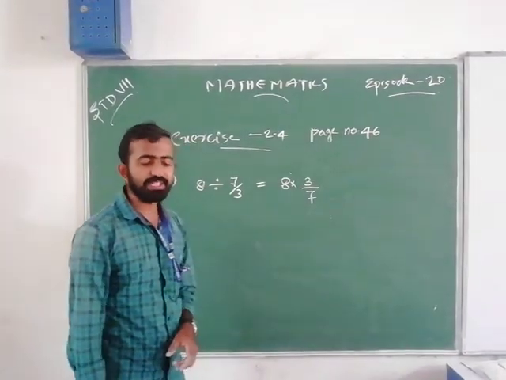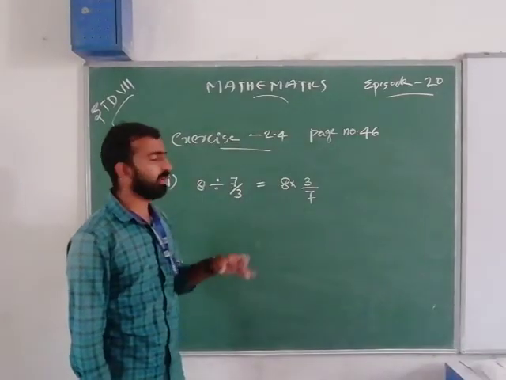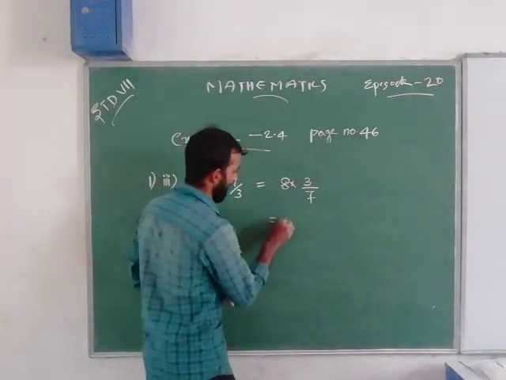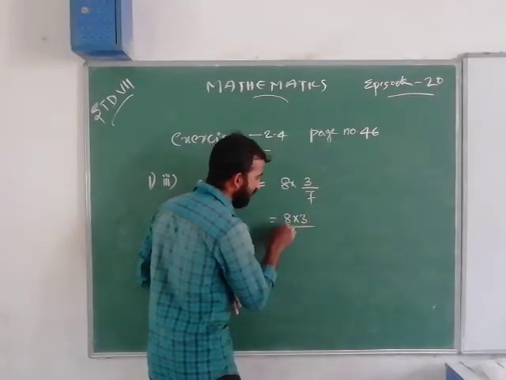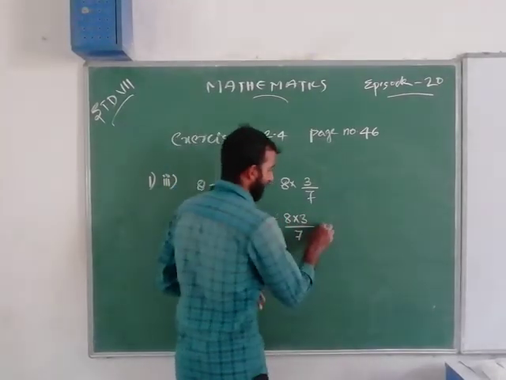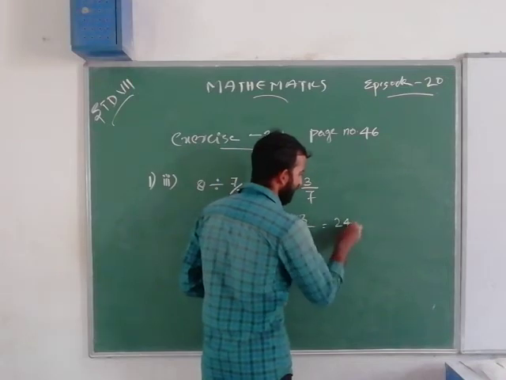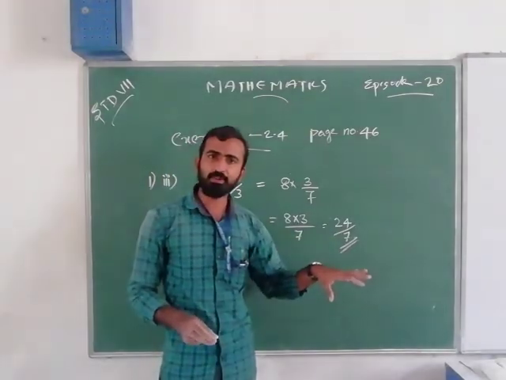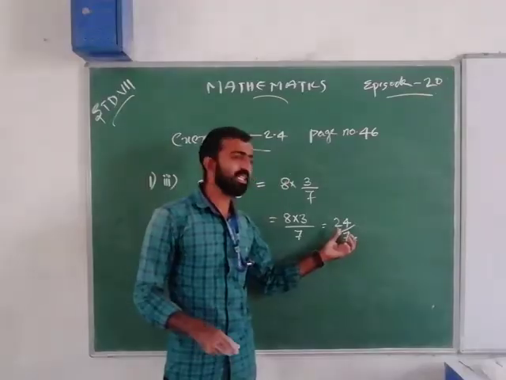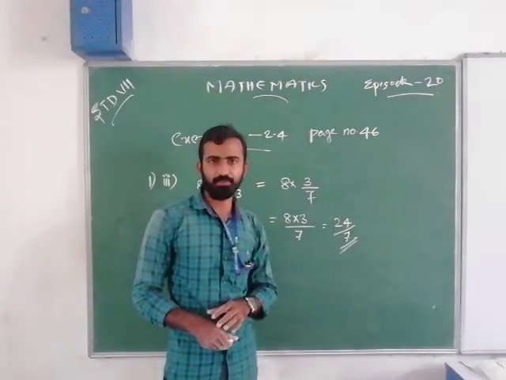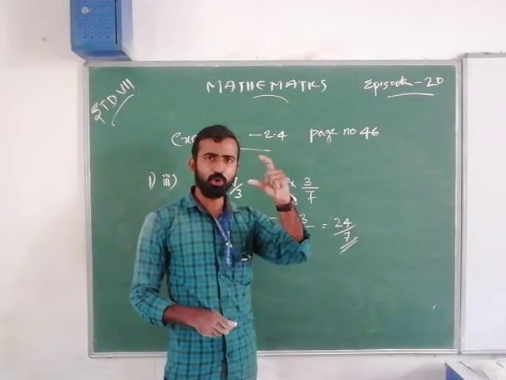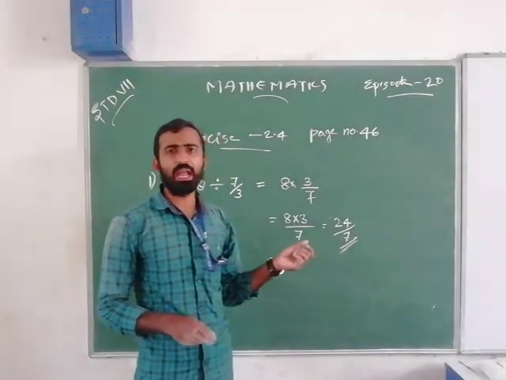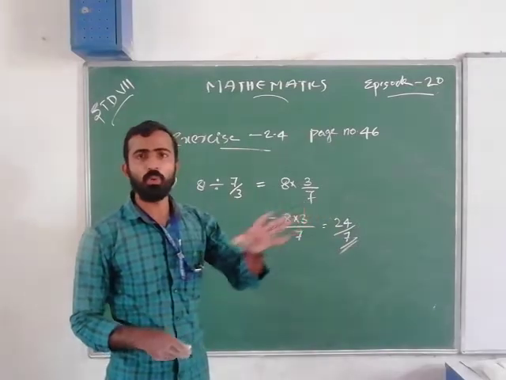We take the reciprocal of 7 by 3, that is 3 by 7. So 8 into 3 divided by 7. We get 24 by 7. This is not the final answer. Why? Because it is an improper fraction. What is an improper fraction? The numerator is big and the denominator is small. So we want to convert the improper fraction to a mixed fraction.